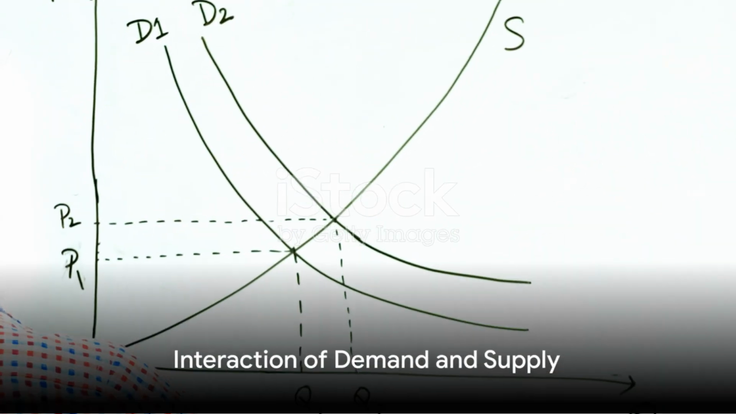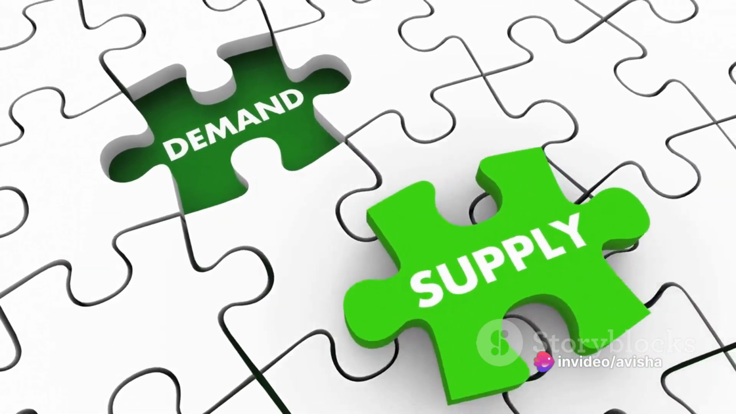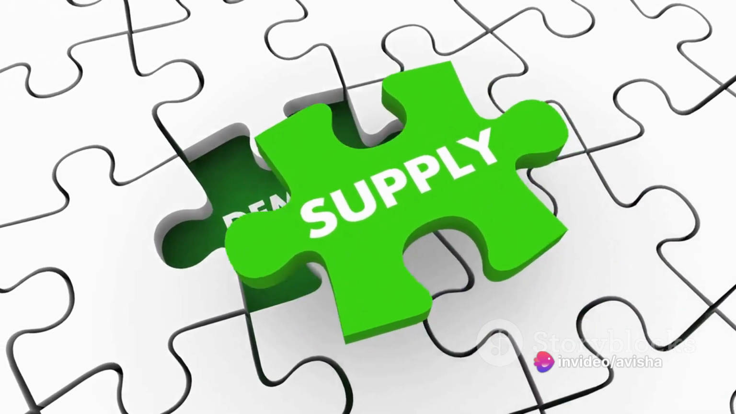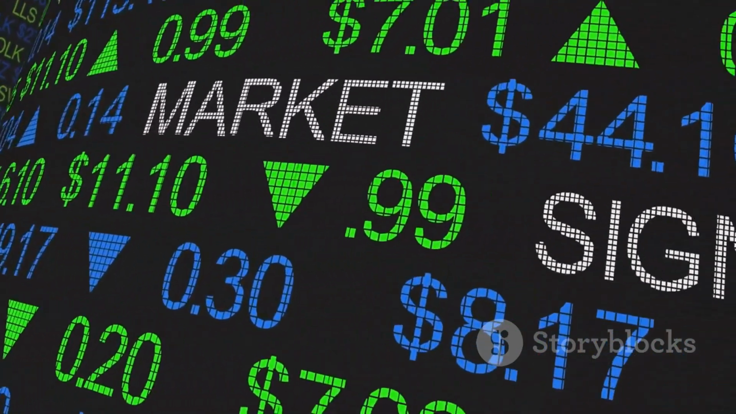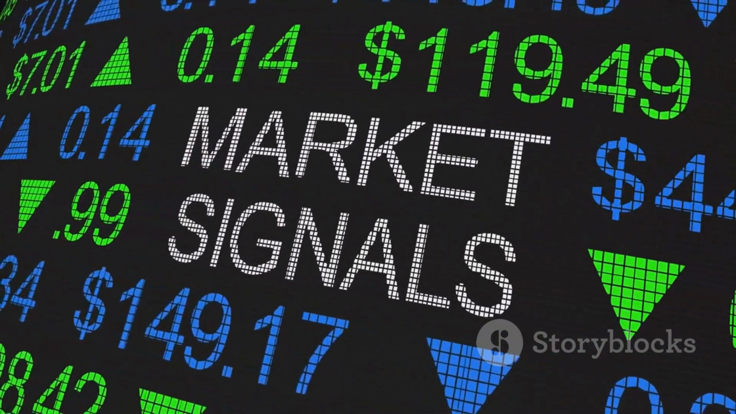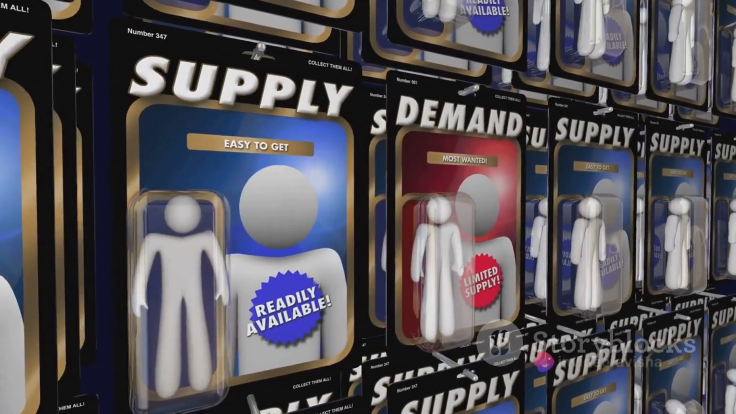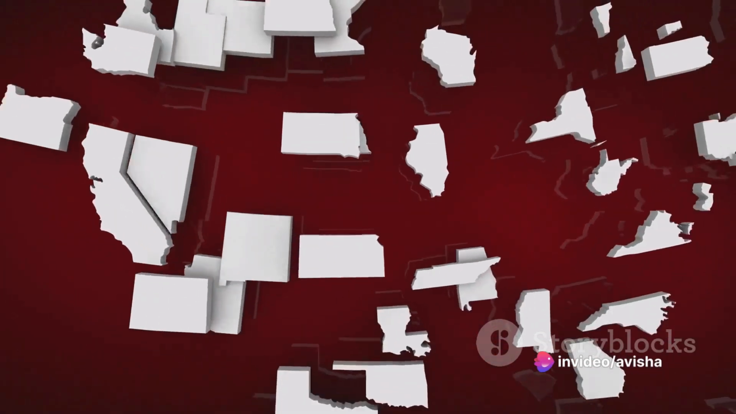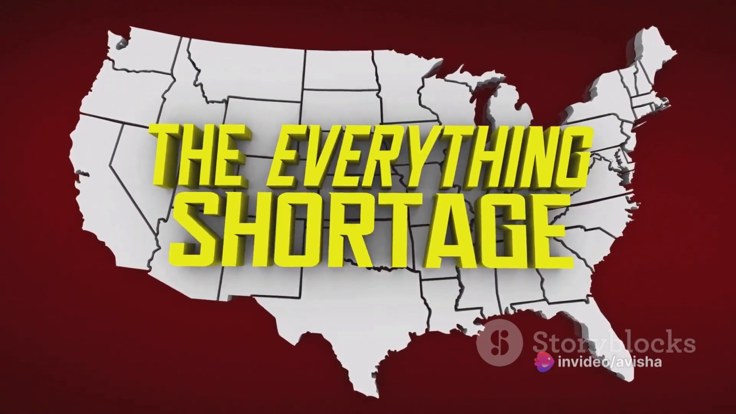So how do demand and supply interact? Well, they meet at a point called the equilibrium, where the quantity demanded equals the quantity supplied. This equilibrium determines the price and quantity of a good or service in the market. If demand exceeds supply, it creates a shortage, pushing prices up. On the other hand, if supply exceeds demand, it results in a surplus, pushing prices down.